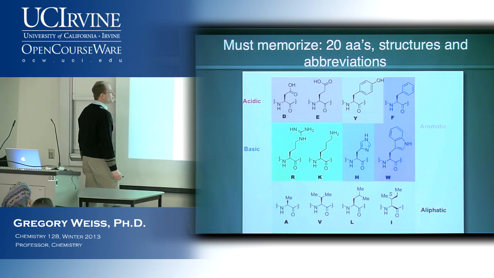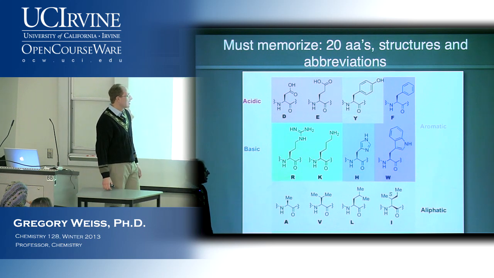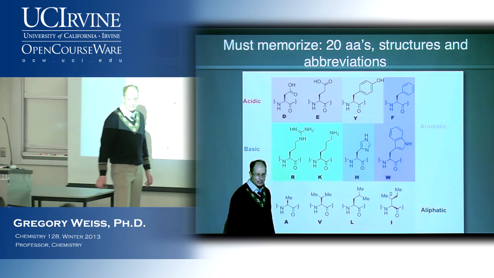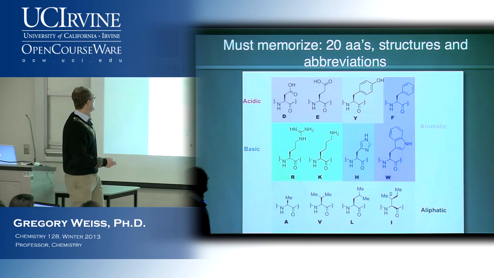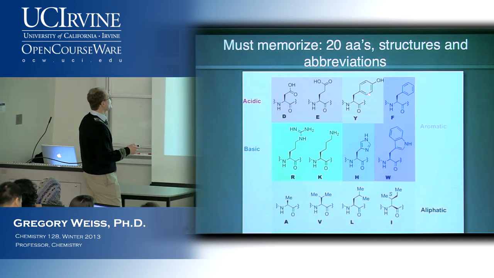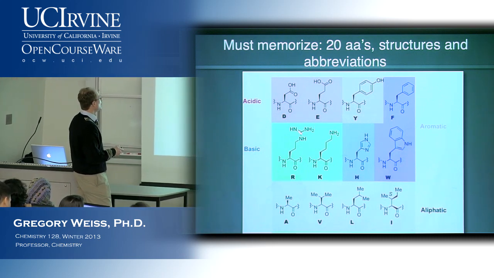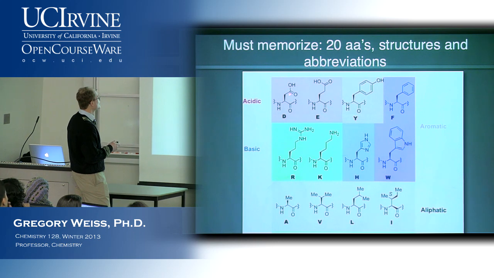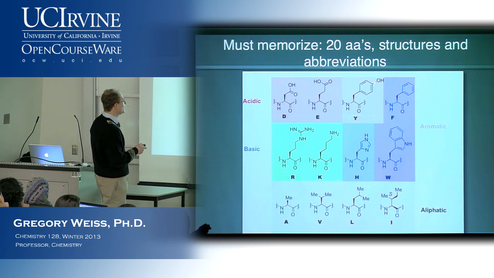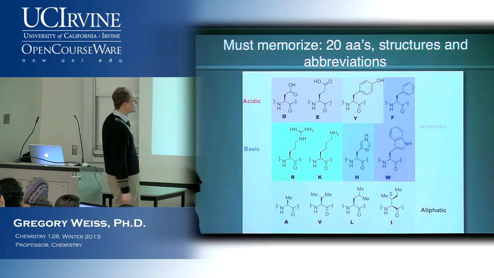The amino acids can be roughly grouped according to the functionalities of their side chains. At the very top are some side chains that are hydrophilic, including acidic functionalities like aspartic acid, which has abbreviation D, glutamic acid, abbreviation E, but also the hydrogen bond donor, tyrosine. Here are some aromatic amino acids with aromatic side chains, and then some basic side chains.